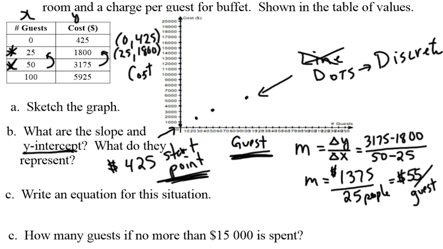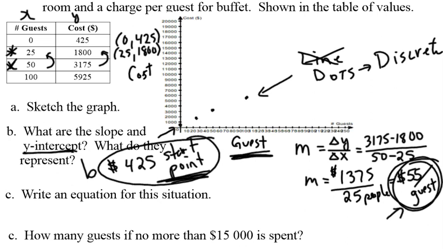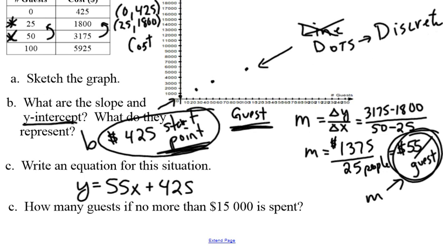So we have the starting point of this graph, which is our B value. We have the cost per person, which is the rate of change, which is our slope. So now we can come up with an equation. y equals 55x plus the starting point of 425. And if you wanted, you could put different variables there because y represents cost: 55 times the number of guests plus 425.